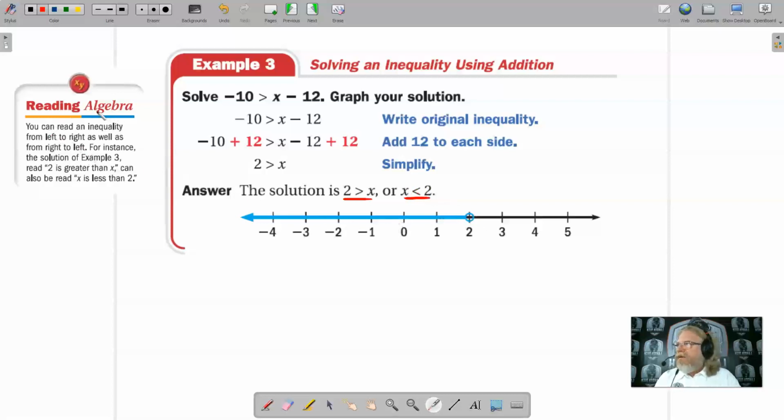And here on the left we see reading algebra. We note that you can read an inequality from left to right as well as from right to left. For instance, the solution of example 3 read 2 is greater than x. Well, it can also be read as x is less than 2.